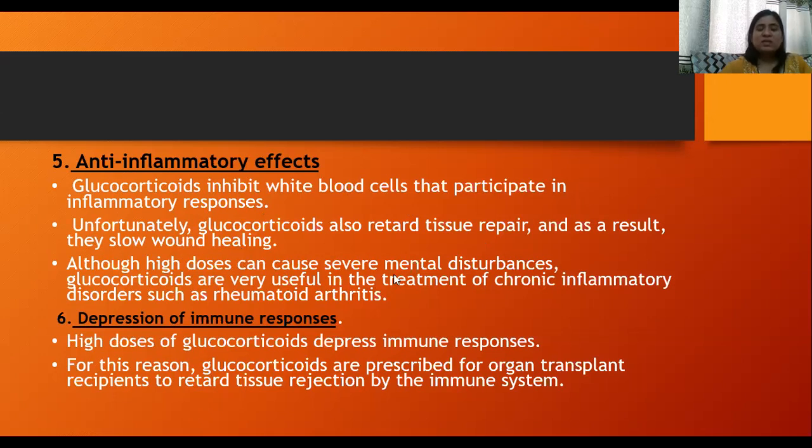High doses can cause severe mental disturbances, but they are very useful in the treatment of chronic inflammatory disorders like rheumatoid arthritis, right? And also in depression of immune responses. High doses of cortisol will depress the immune responses, as in organ transplantation, where they are prescribed to recipients to retard tissue rejection by the immune system.